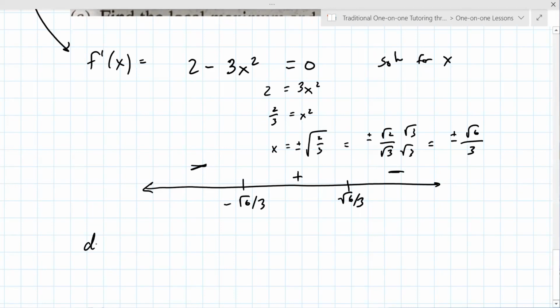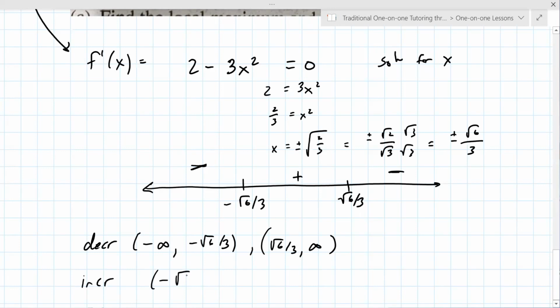It's decreasing from minus infinity to minus square root 6 over 3, comma, square root 6 over 3, comma, infinity. It's increasing from minus square root 6 over 3, comma, square root 6 over 3. And then the concavity, concave up or down. You just take the second derivative.